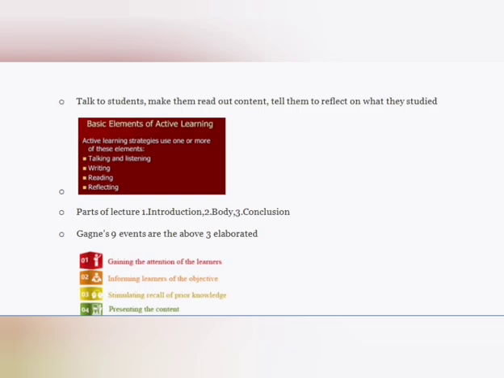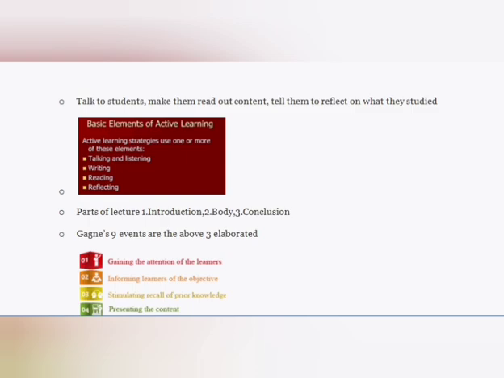The main elements that should be involved in a lecture for active learning are talking and listening, writing, reading, and reflecting. So a lecture has three parts, including introduction, body, and conclusion.